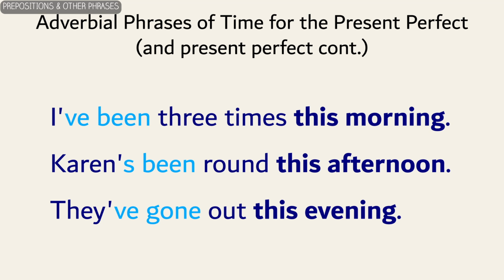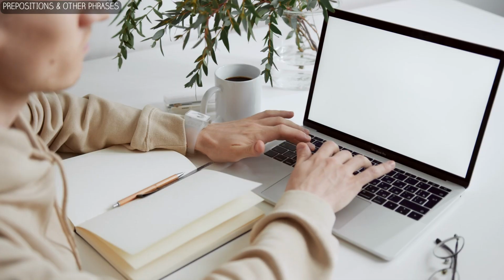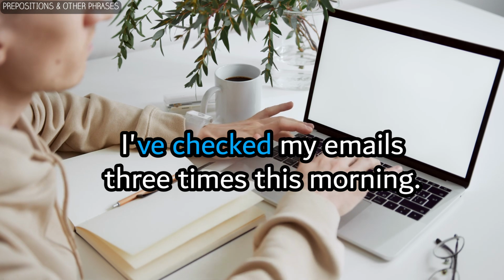When it comes to talking about periods of the day, like this morning, this afternoon, or this evening, it gets a little bit more complicated. As long as the speaker is still in the same period of the day, then they can use the present perfect. So for example, if the speaker says, "I've checked my emails 3 times this morning," and the time is 11 a.m, then that's fine. But if the time is 3 p.m, then that's not cool. It would need to be in the past simple or past continuous for it to make sense, okay?